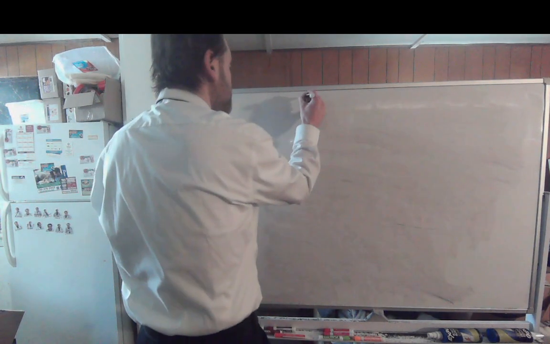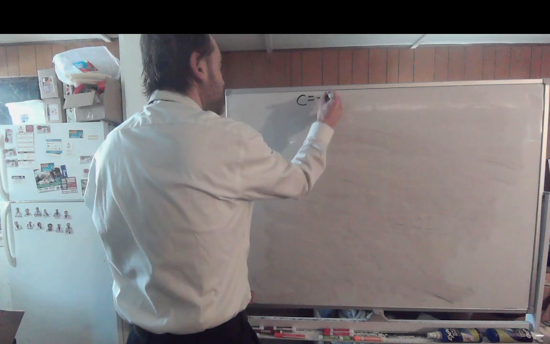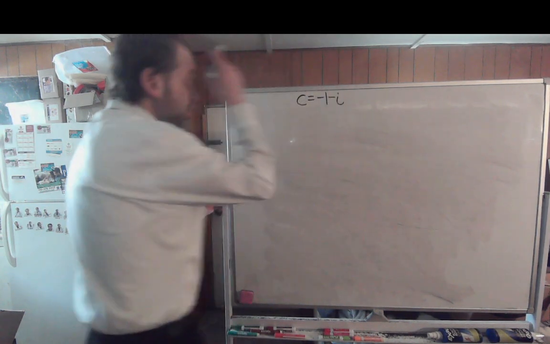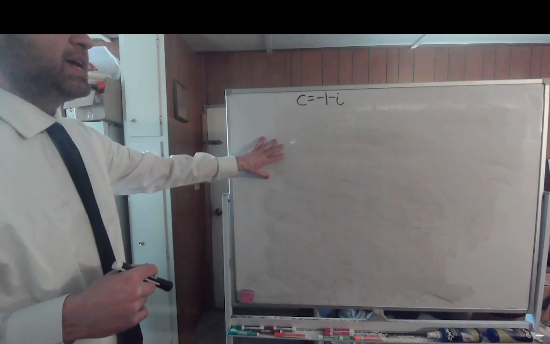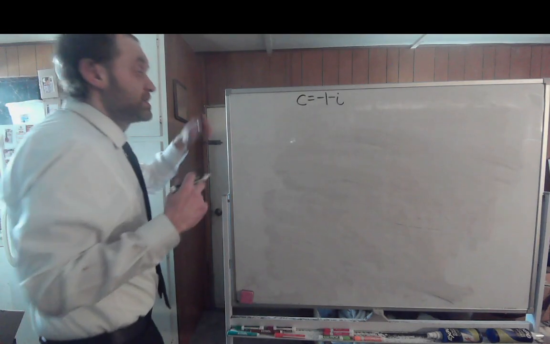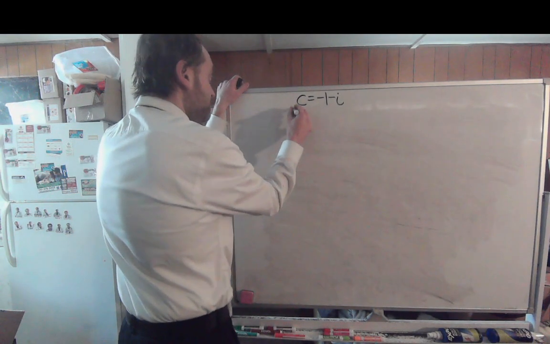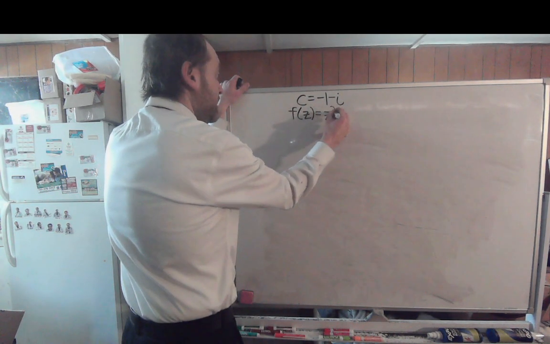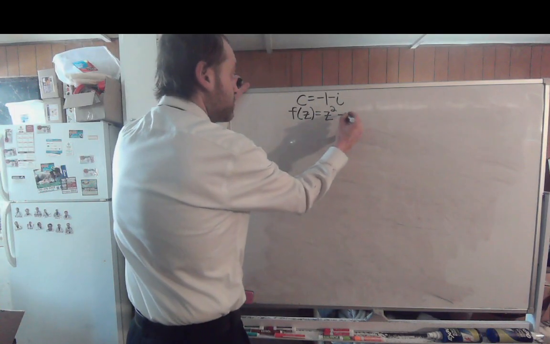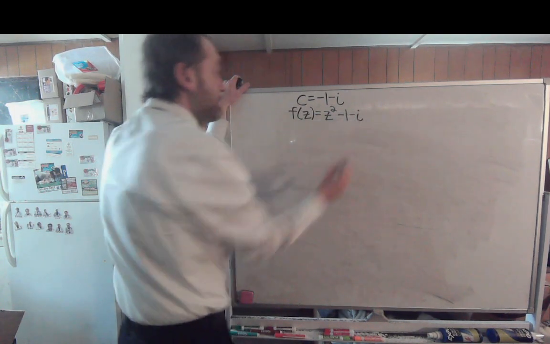Now we have c equals negative 1 minus i. So we have the complex number c equals negative 1 minus i. Is this part of the Mandelbrot set? So set up your function for f of z. That, of course, is always z squared plus your c, which would be z squared minus 1 minus i.